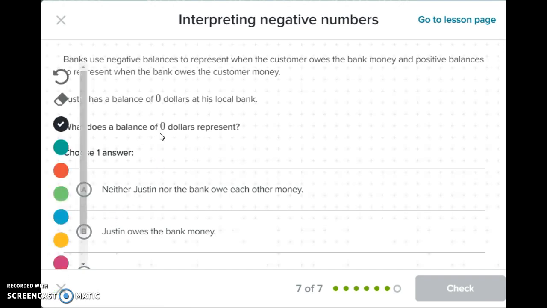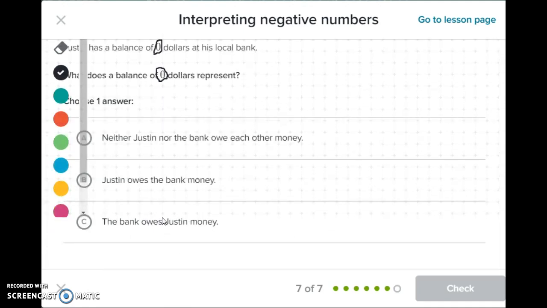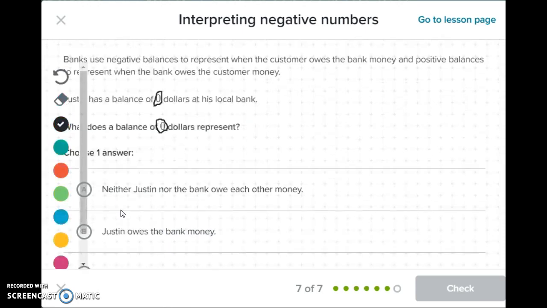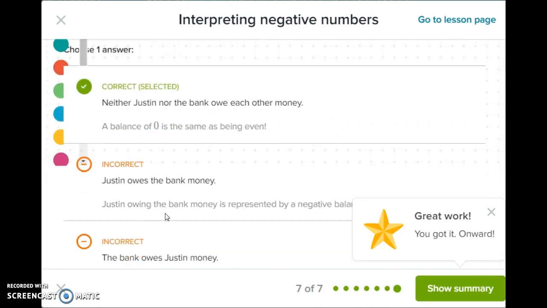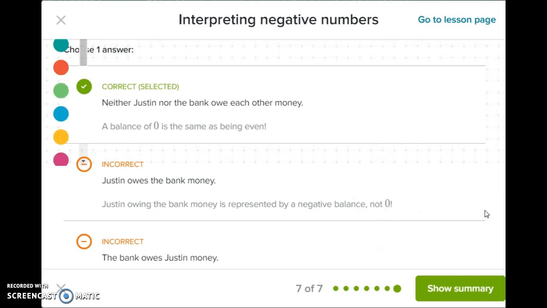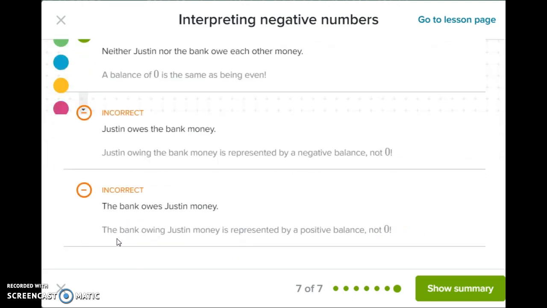So, we know that 0 means nothing. So, we know that Justin has no money in his account. So, the bank doesn't owe Justin money, Justin doesn't owe the bank money, and neither owes the other money. So, the correct answer would be A. A balance of 0 is the same as being even. Justin owing the bank is represented by a negative balance, not 0, and the bank owing Justin money is represented by a positive balance, not 0.